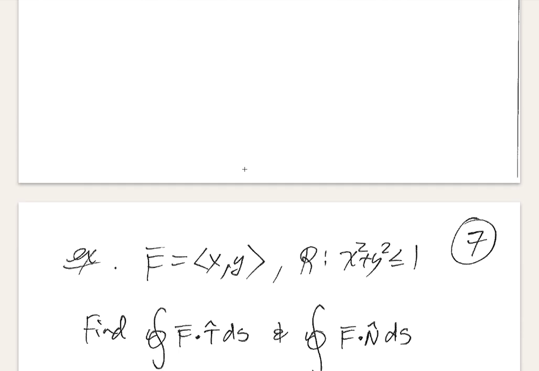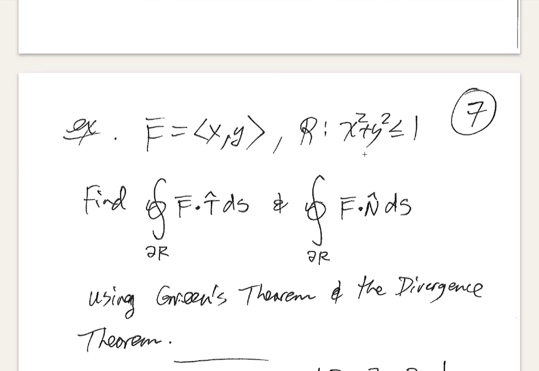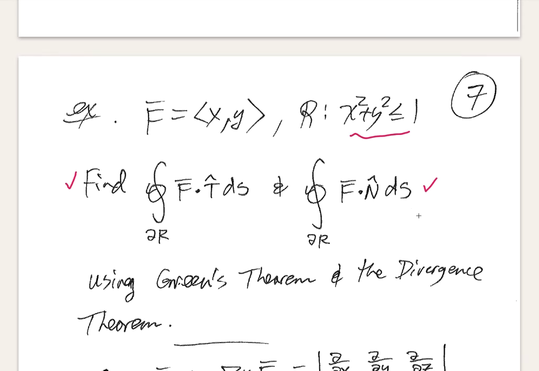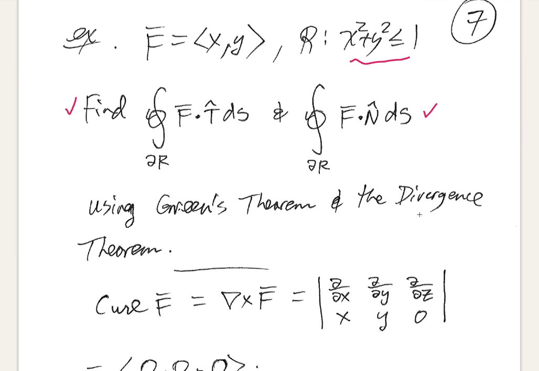Let's take some examples. My region is what? The unit disk centered at the origin, so there's my R. My field F is very simple, just xy. I want to find the circulation and the flux using Green's theorem and the divergence theorem.